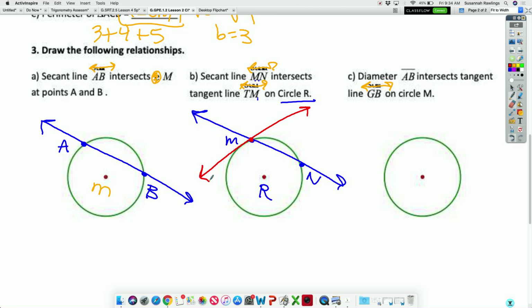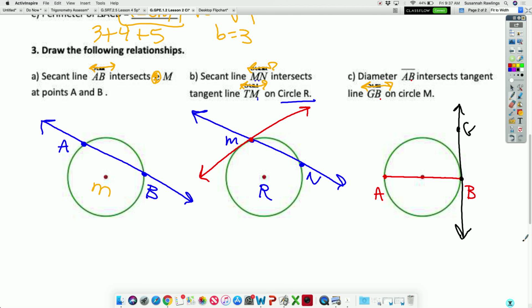Okay, and the last one, I'll pause here and let you try that one with your partner. We have a diameter. So is the diameter going to be a line or a segment? A segment. Good. There's no arrows there, so it's a start and stop. And then we have a tangent intersecting at that shared point. So I'll pause here.